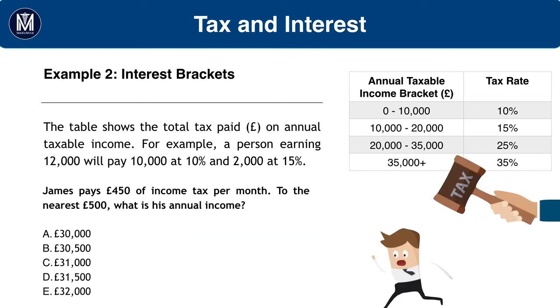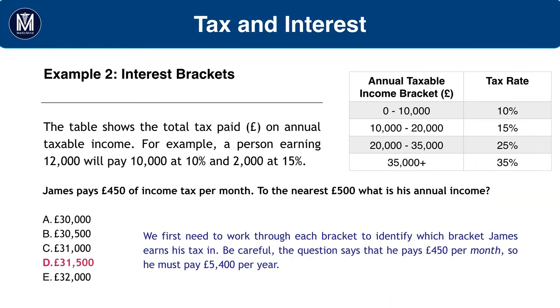Let's have a go at our second question. James pays £450 of income tax per month. To the nearest £500, what is his annual income? The answer for this question is D, 31,500. Let's walk through it step by step.